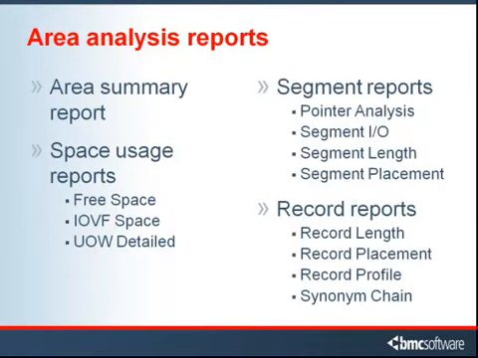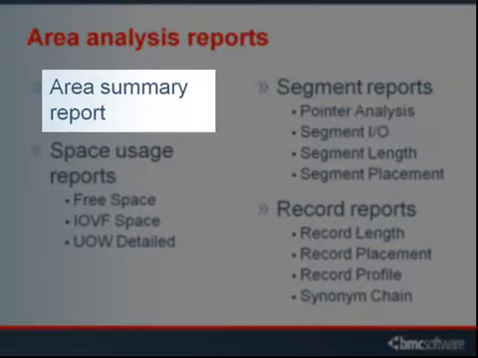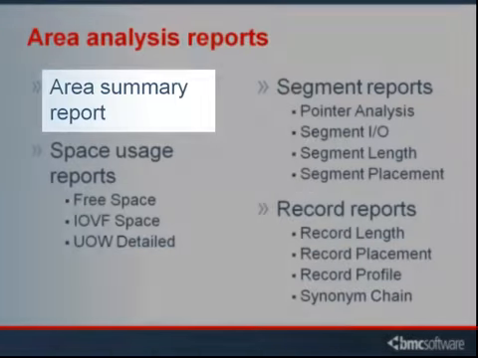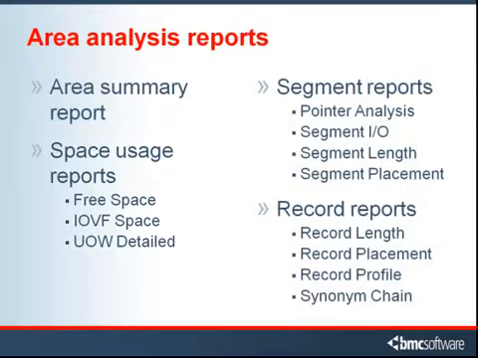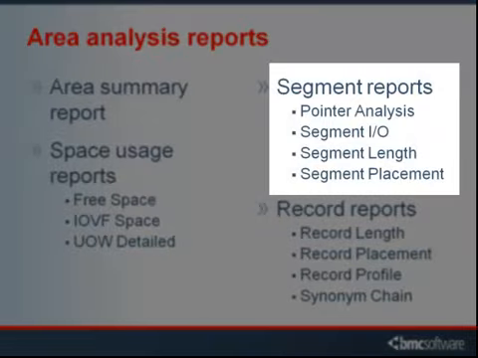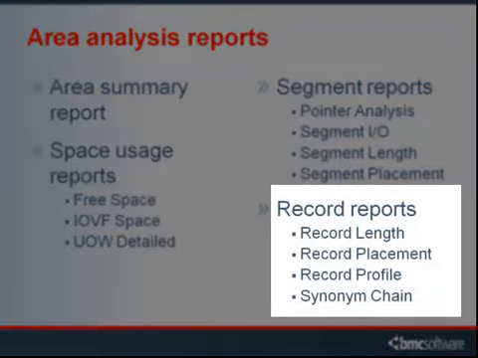The analysis function can produce reports that contain detailed data about database performance, space usage, segment characteristics, and record characteristics. The Area Summary report provides basic information about each area analyzed. It is generated automatically with each report set. Space usage reports include free space, IOVF space, and UOW detailed analysis reports. Segment reports include pointer, segment I/O, segment length, and segment placement analysis reports. Record reports include record length, record placement, record profile, and synonym chain analysis reports.